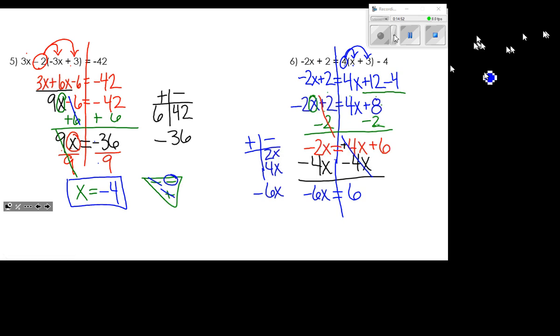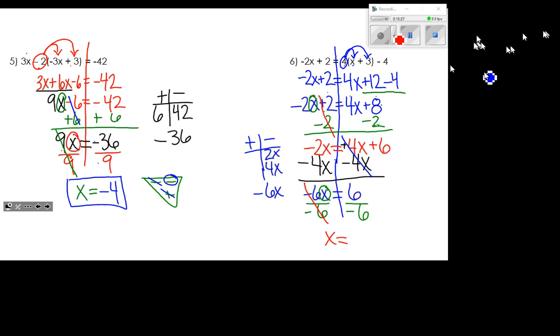Still wanting to get to x by itself, I know I need to get rid of the negative 6. They are connected together through multiplication, so I know I need to divide both sides. And I'm dividing both sides by what I need to get rid of, which is that negative 6. I've done something to both sides, so I need to cancel something out. I'm left with the x.